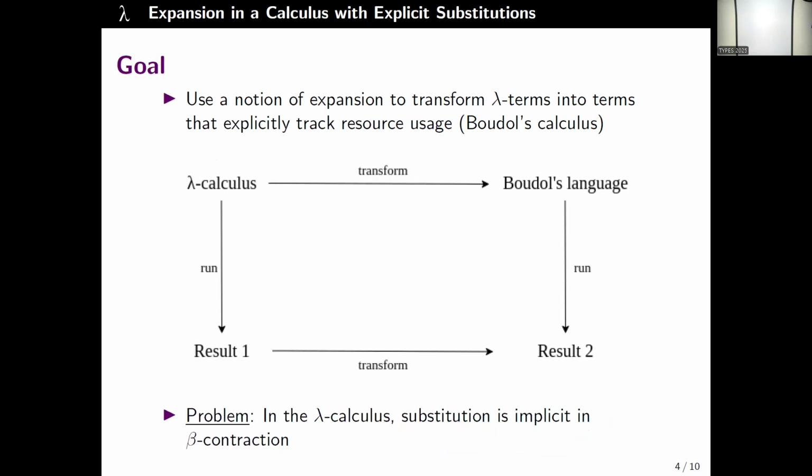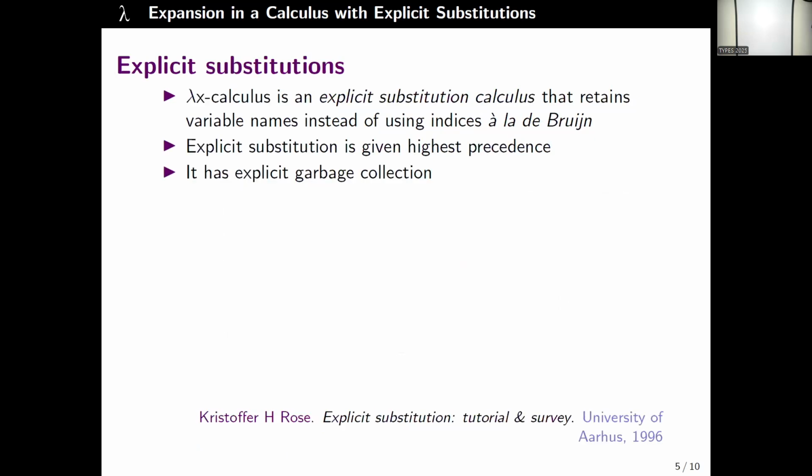But there is a problem, which is that in the lambda calculus, substitution is implicit in beta contraction, which means that we cannot really track where substitution is being performed. So we are going to use a calculus that uses explicit substitutions. And this calculus, the lambda x calculus, is a variation of the lambda sigma calculus, but instead of using indices, it retains variable names. And here, explicit substitutions are given highest precedence, and it has explicit garbage collection.